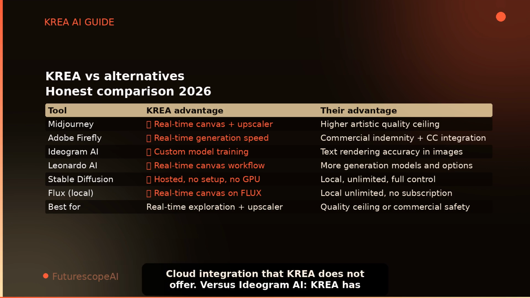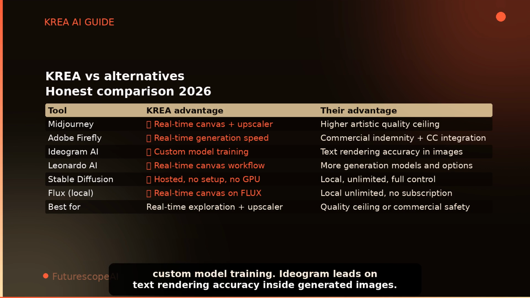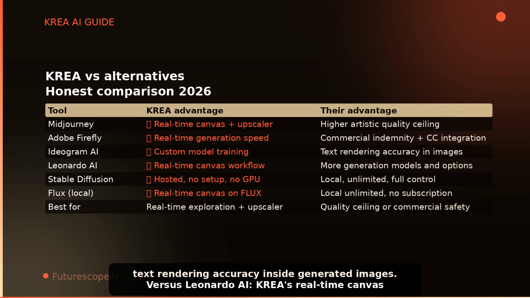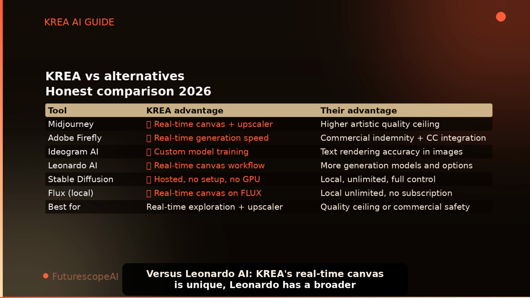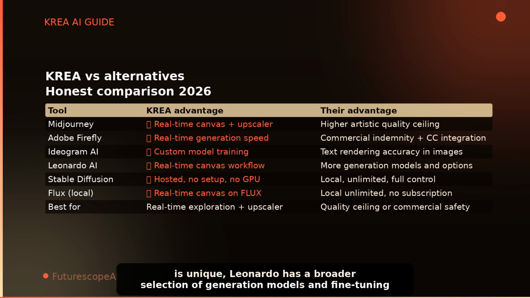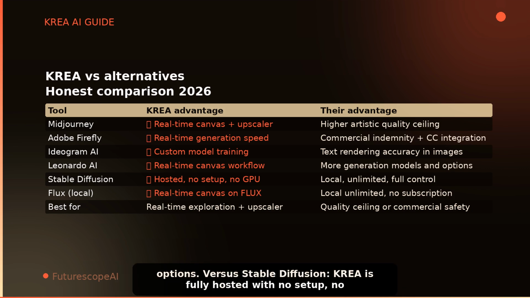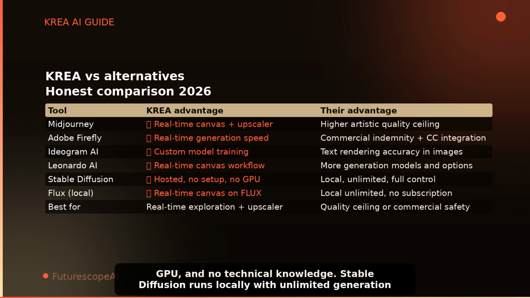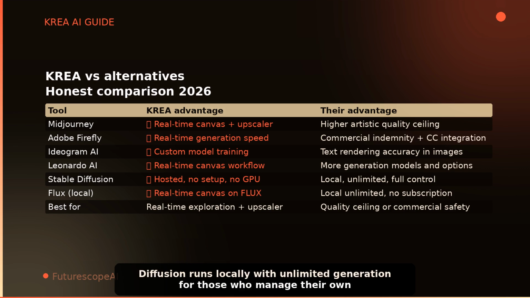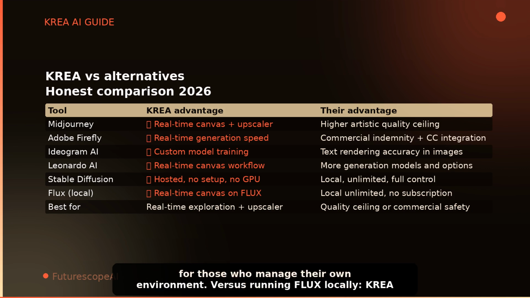Versus Ideogram AI, KREA has custom model training. Ideogram leads on text rendering accuracy inside generated images. Versus Leonardo AI, KREA's real-time canvas is unique. Leonardo has a broader selection of generation models and fine-tuning options. Versus Stable Diffusion, KREA is fully hosted with no setup, no GPU, and no technical knowledge. Stable Diffusion runs locally with unlimited generation for those who manage their own environment.